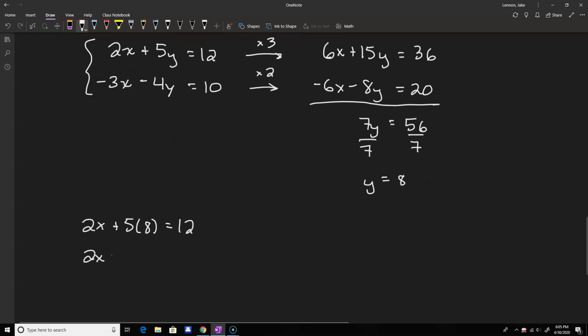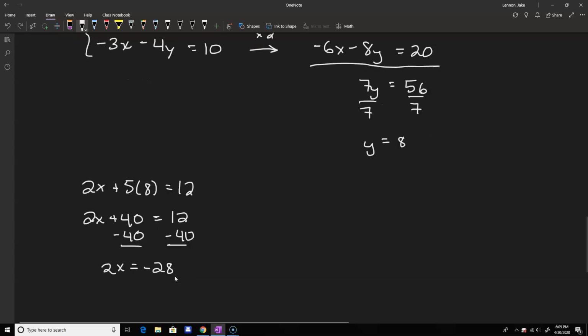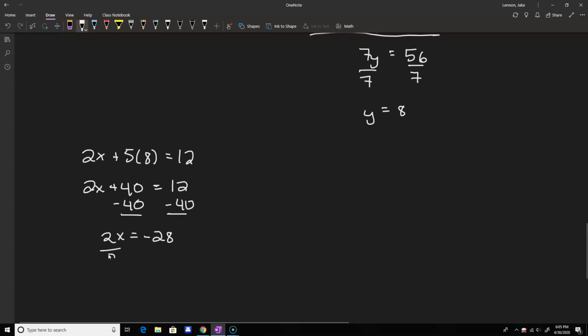So 2x plus 40 equals 12. So we just need to subtract 40 and divide by 2. So we end up with 2x equals minus 28. And dividing by 2 leaves us with x equals minus 14. So that leaves us with our solution. So the solution is minus 14, comma 8. And that's it. So these two lines in this case intersect, and they intersect at that point, negative 14, comma 8.